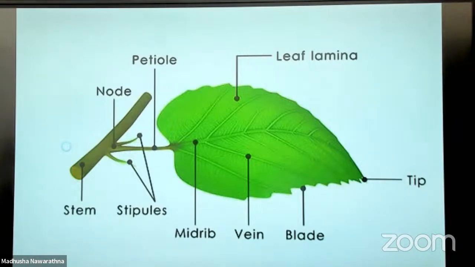Sir, finish. Finish drawing this. Then color this. Okay, sir. Okay.